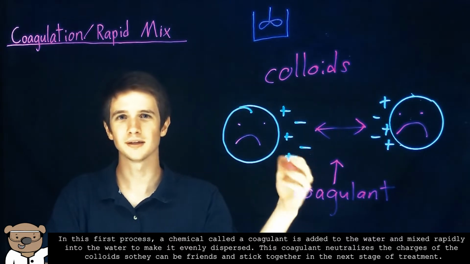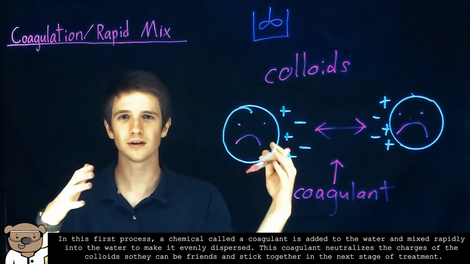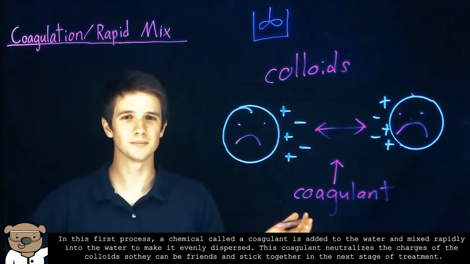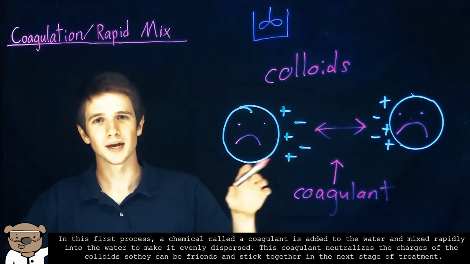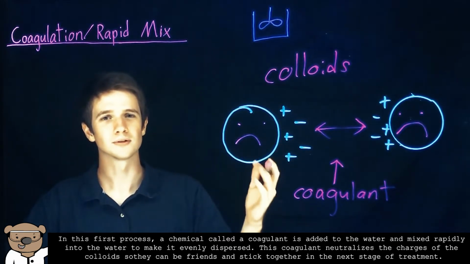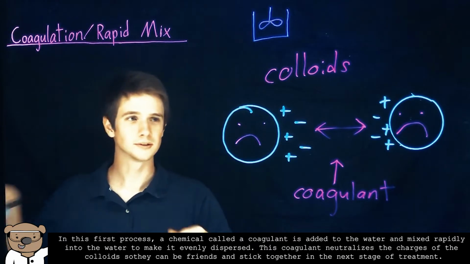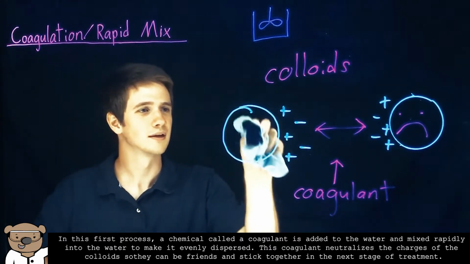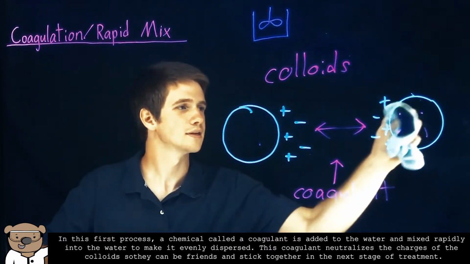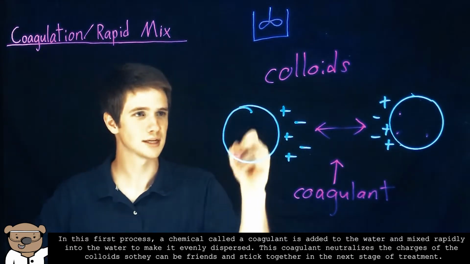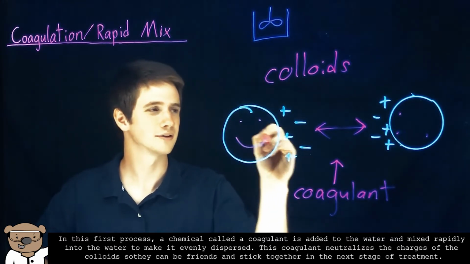Once this coagulant is added, it's mixed around very vigorously, hence the name rapid mix, so that way it binds with each of the colloids and neutralizes their particle charge. That way, all of them can be friends and stick together in the next step, which we are going to talk about shortly.